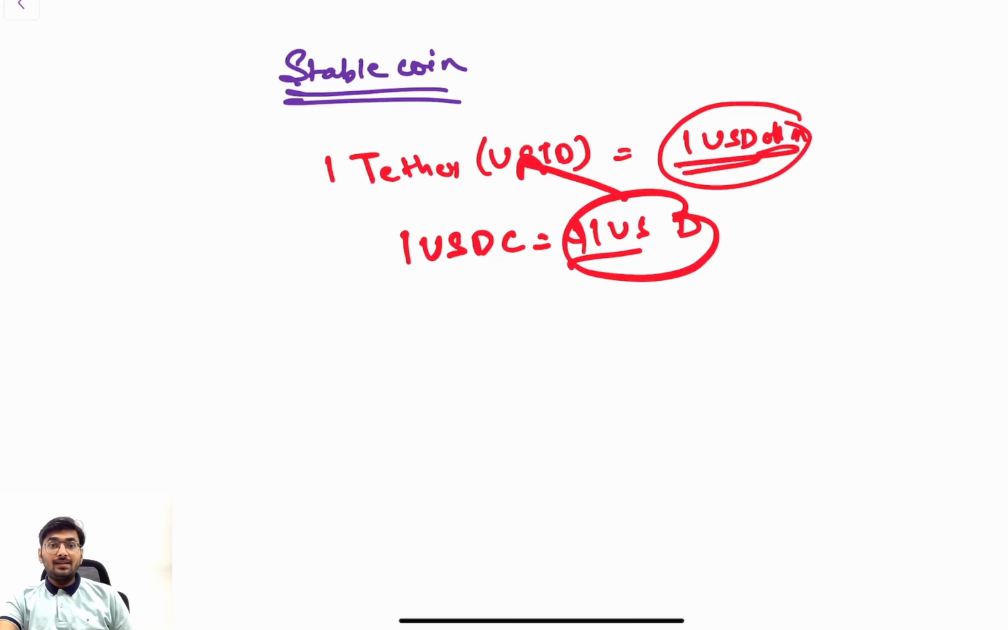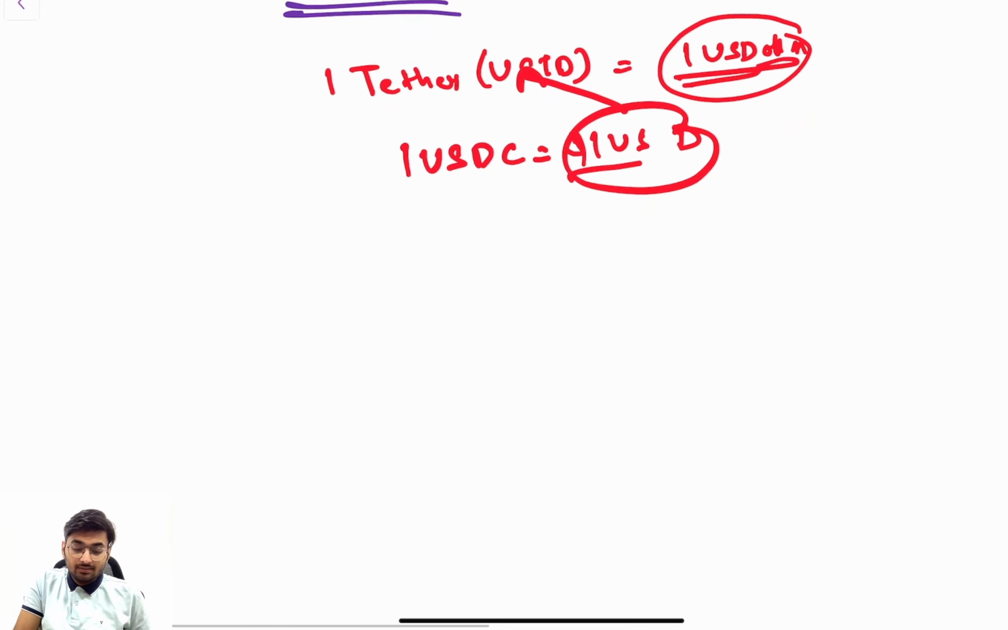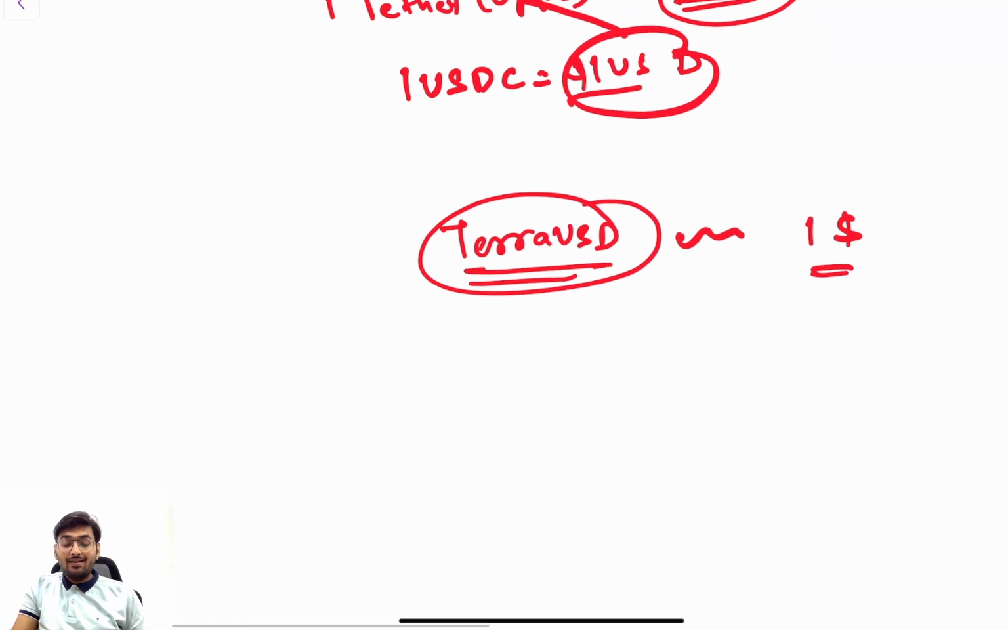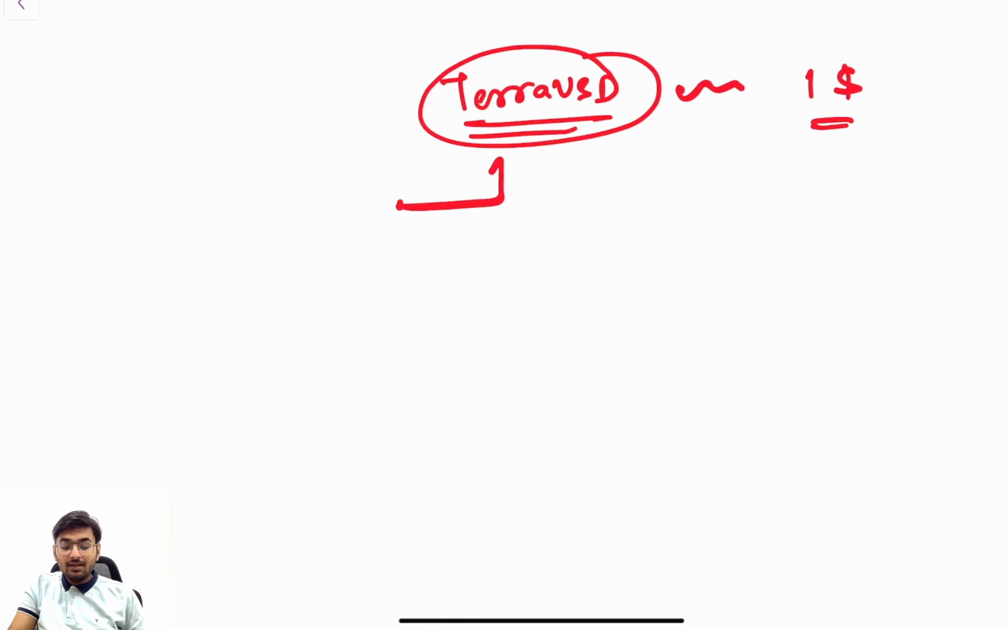Now this particular coin, Tether, is designed to be equivalent to the real dollar. Clear? But in 2021 or 2022, I guess, there was a coin called Terra USD. Now they also wanted to stay equivalent to $1. Okay, they also wanted the price of Terra USD to stay equivalent to $1. Clear? Rather than backing it with real money, they used a computer program, or you can say algorithms, so that it could stay equivalent to $1.